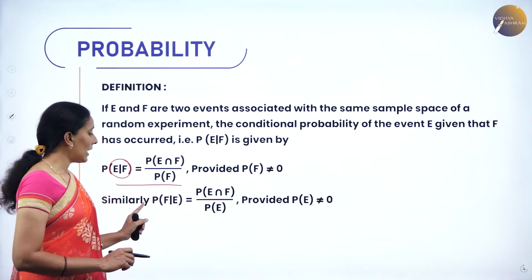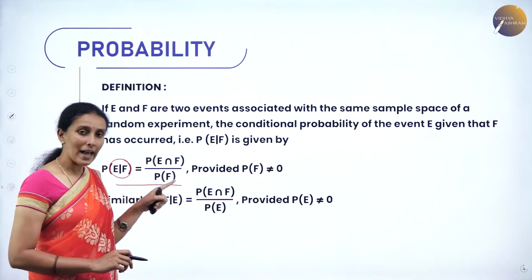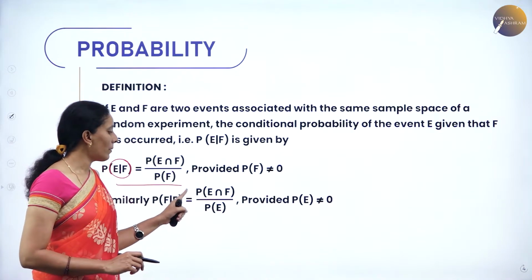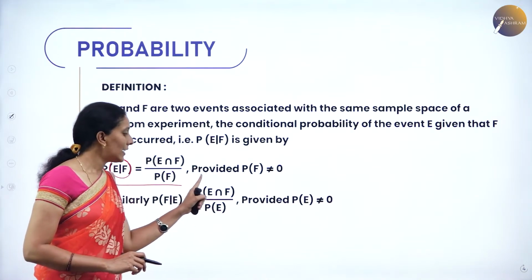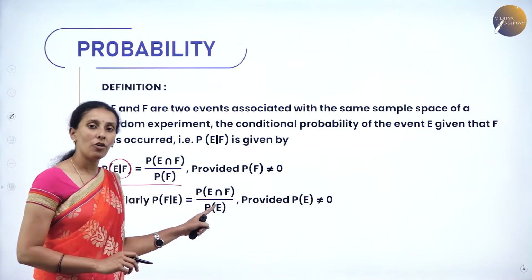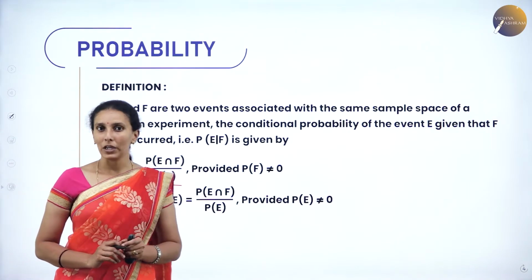Similarly, calculating the probability of an event F when E has already occurred is also given by the probability of the intersection of the two events divided by the probability of E, provided here also the probability of E cannot be equal to 0.